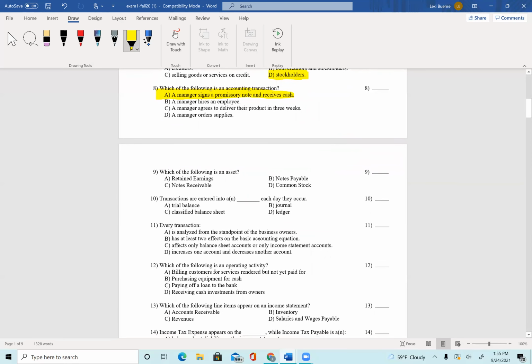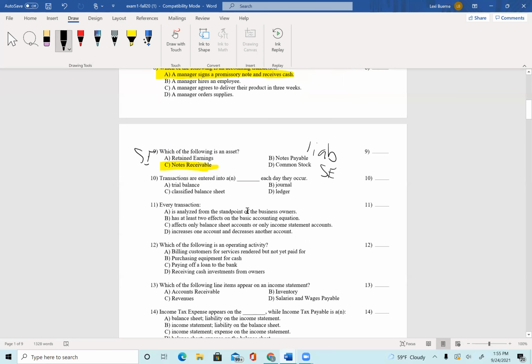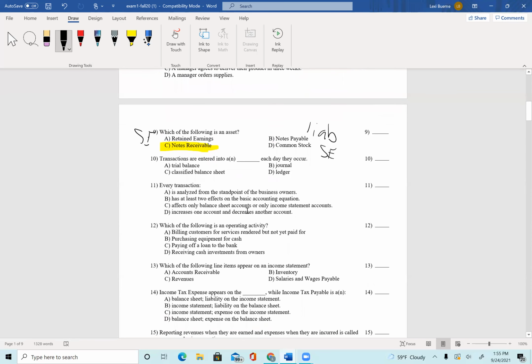Which of the following is an asset? This one is going to be notes receivable, and retained earnings is stockholders' equity. Notes payable is a liability. Common stock is stockholders' equity. Transactions are entered into a blank each day they occur. So that's going to be a journal. That's also just definition. They always have to go into a journal first, and the journal is going to be kept daily.